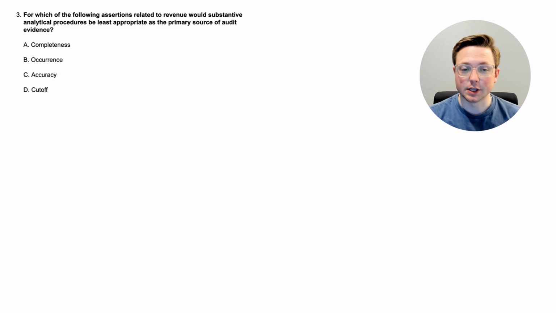All right, here we are at question 3. For which of the following assertions related to revenue would substantive analytical procedures be least appropriate as the primary source of audit evidence? So option A, completeness, option B, occurrence, option C, accuracy, or option D, cutoff. Now, we've learned quite a bit about assertions in the previous few videos when we're talking about evidence and things like that.